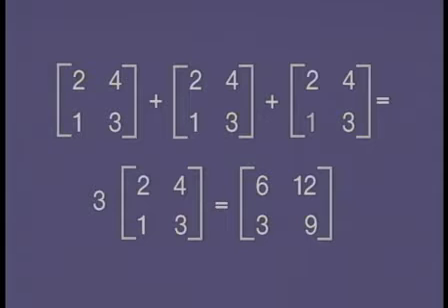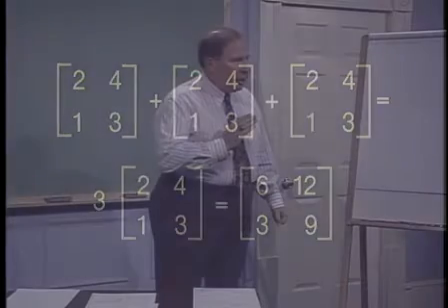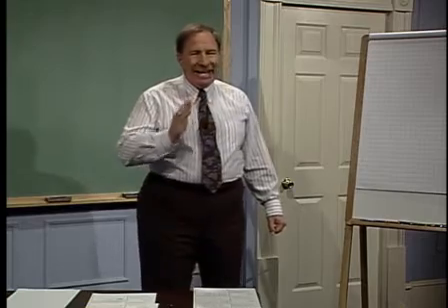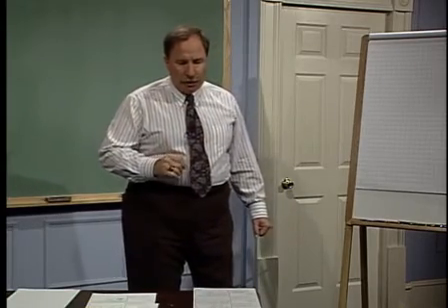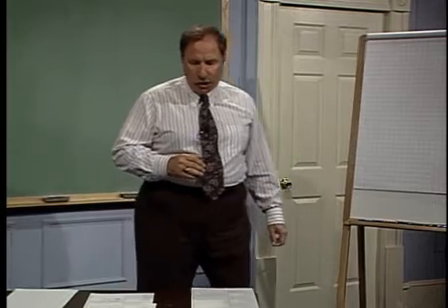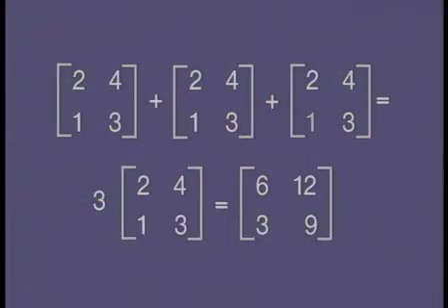This is called scalar multiplication. It really is a form of addition. We are multiplying the number outside by each and every element, each and every number in the matrix, and the answer you can see, of course, is 6, 12, 3, 9.